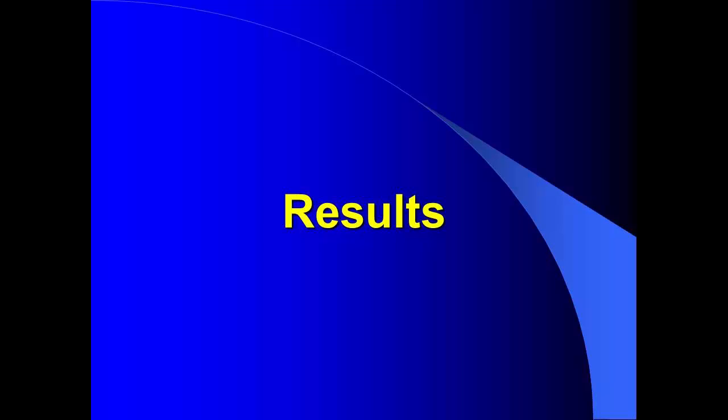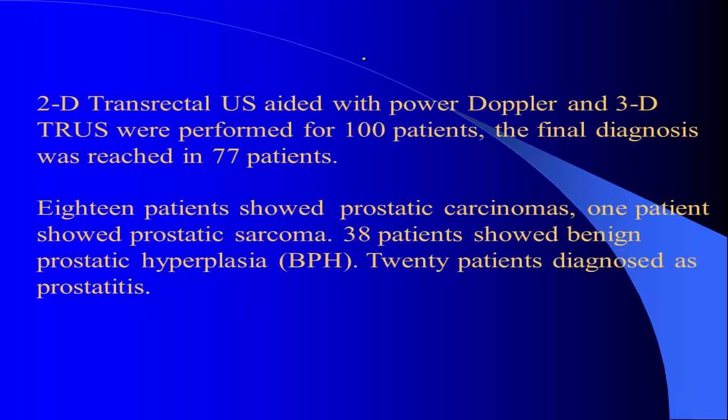The results: 2D transrectal ultrasound aided with power Doppler and 3D transrectal ultrasound were performed for 100 patients. The final diagnosis was reached in 77 patients. 18 patients showed prostatic carcinoma, 1 patient showed prostatic sarcoma, 38 patients showed benign prostatic hyperplasia, and 20 patients were diagnosed as prostatitis.